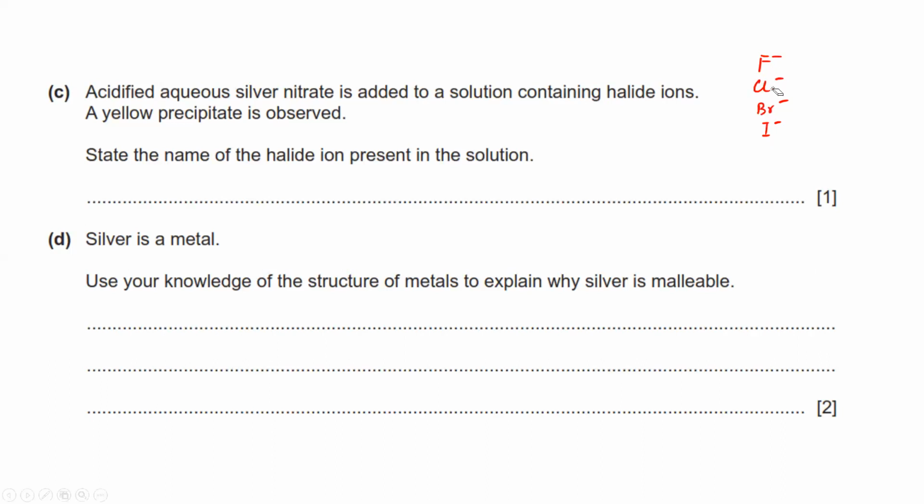So generally, what we have available are silver chloride, silver bromide, and silver iodide. Name the halide ion present in the salt. So it's a yellow precipitate. So generally, a yellow precipitate is AgI, so the ion is the iodide ion. It's simply iodide ion.